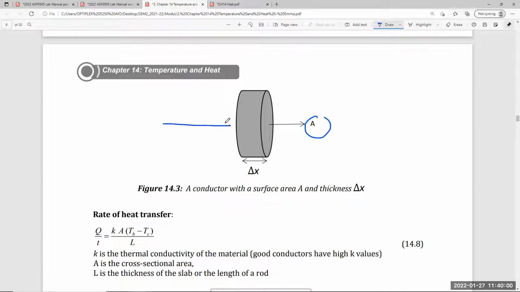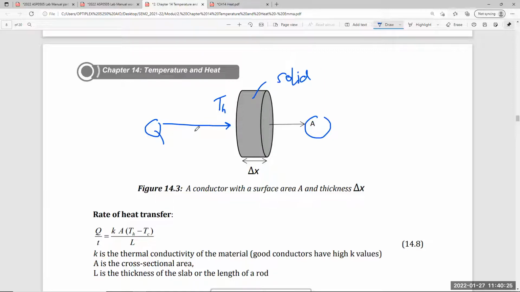Then you start to apply heat on the left. This heat will transfer through our solid from left to right. Here we apply TH, because this is where you apply heat as a temperature from the source.